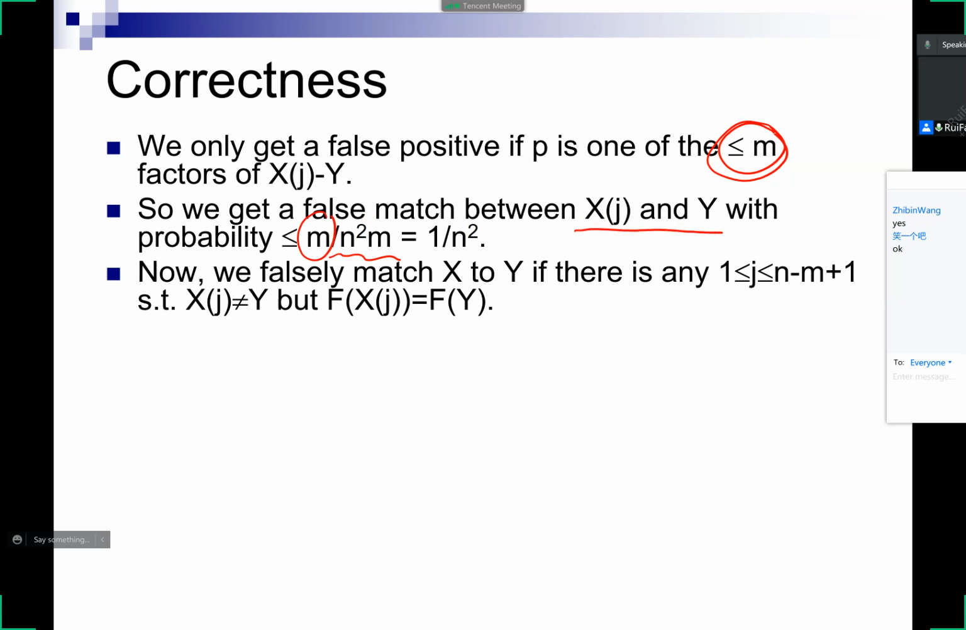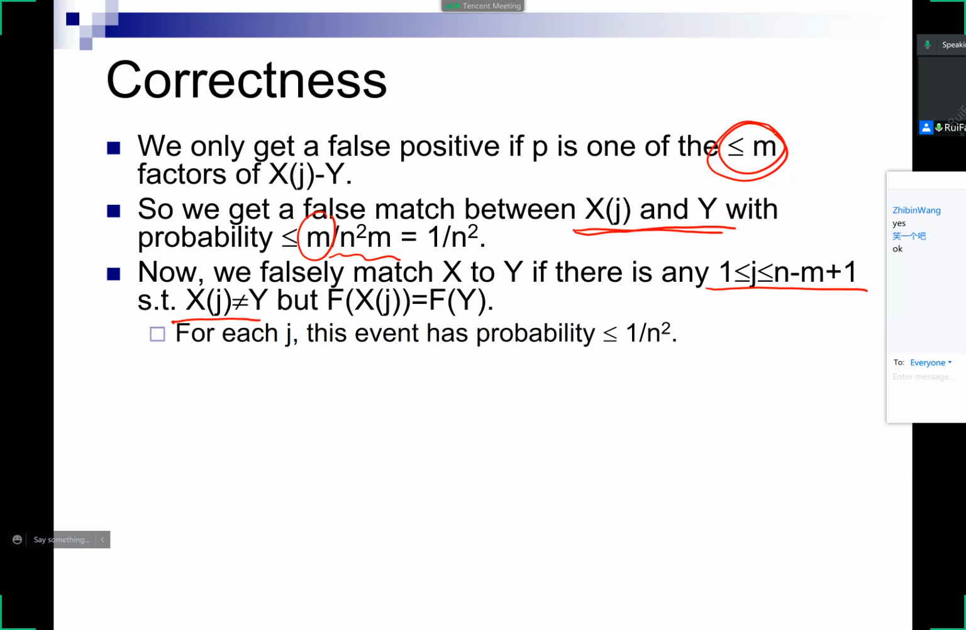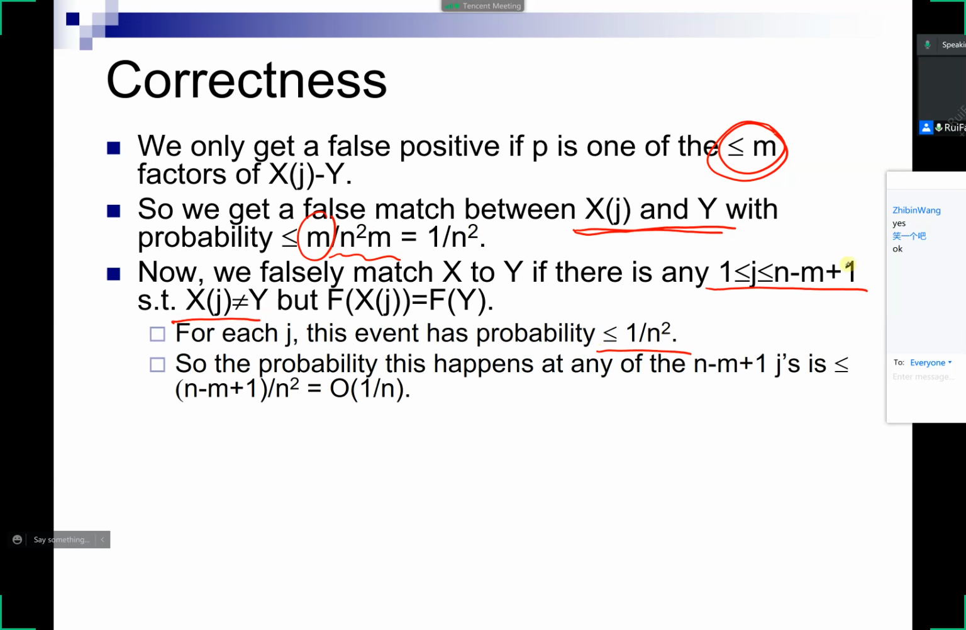Okay, but what we want is that after you run this entire algorithm, you never get a false positive. Okay. And in order to guarantee that, we need to make sure that for every j from 1 to this upper bound over here, you do not get a false positive. Okay? So for each particular xj and y, you get a false positive with at most 1 over n squared probability. And since we're considering basically order n possible j's, we want to make sure that for all of these j's, you don't get a false positive.